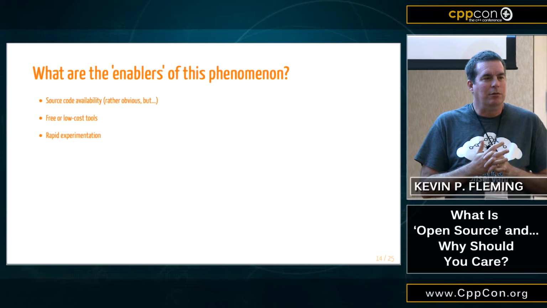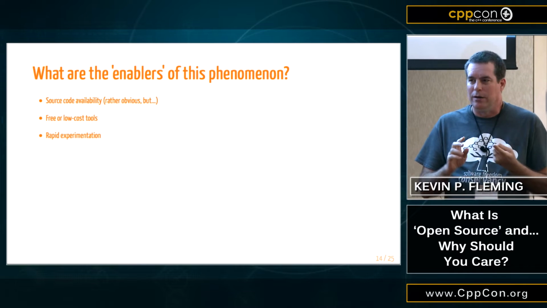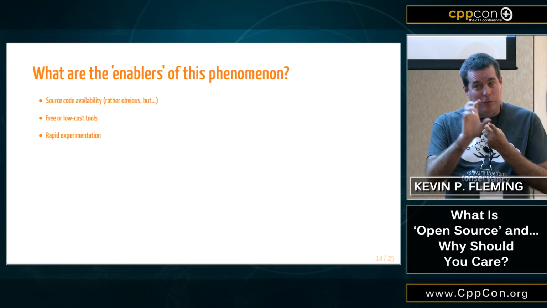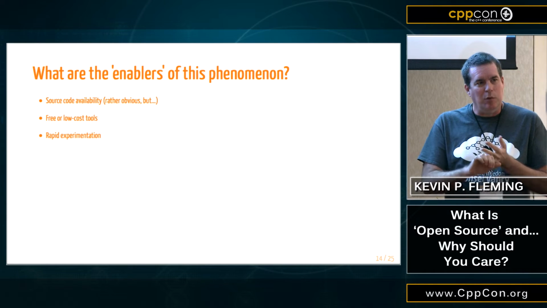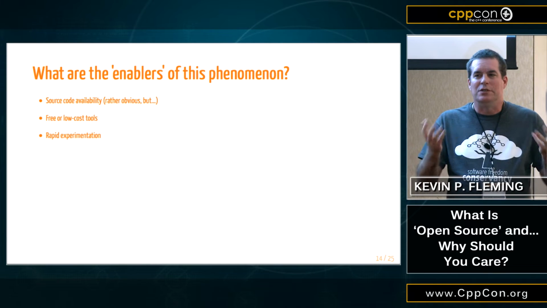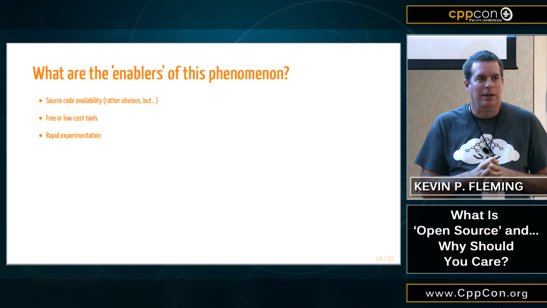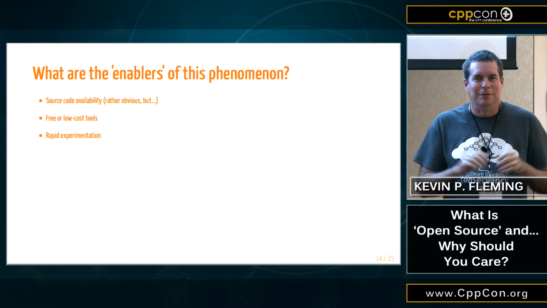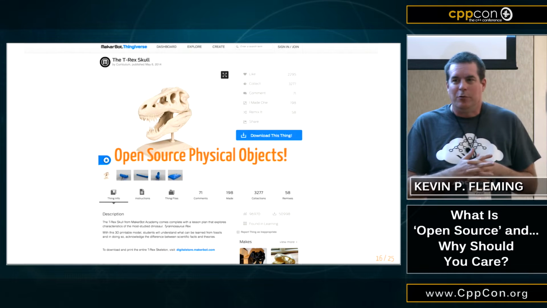I know I've covered a lot here, but does anyone want to hypothesize another area where having the source code, for some broad definition of source code, and free tools and the ability to experiment rapidly has produced or affected some other kind of industry? All right, let me show you one. 3D printing.